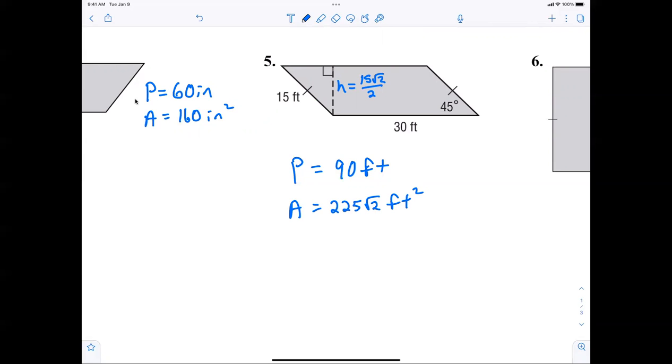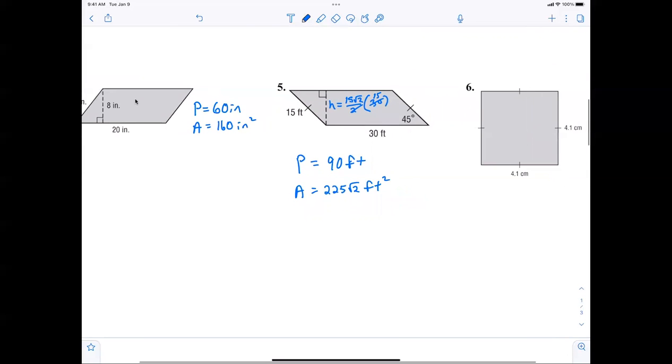I didn't hear you. Are you asking me how I know the height is 15 radical 2 over 2? Because I multiplied 30 times 15 radical 2 over 2. So I'm multiplying this by 30, right? So 30 divided by 2 is 15. 15 times 15 is 225. Is that what you're asking me?